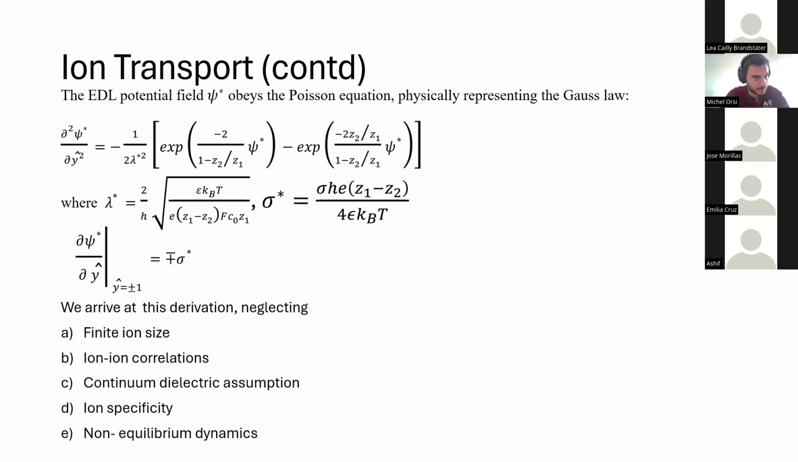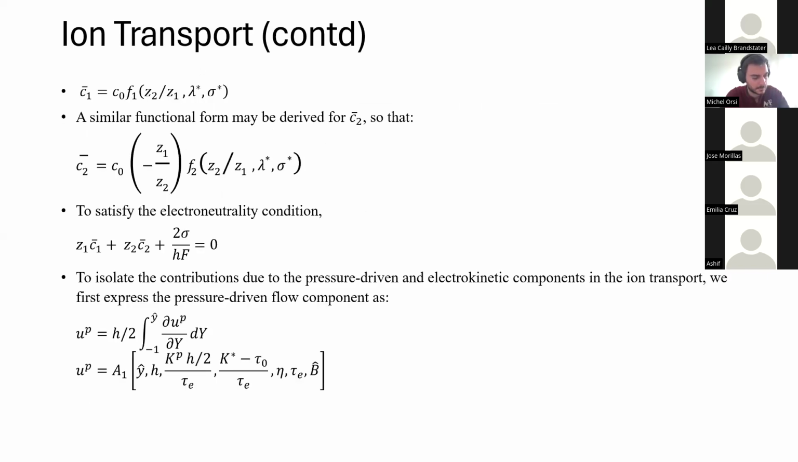So, combining all this, we can write C1 and C2, the average C1 and average C2, as a function of C0 and Z2 by Z1, lambda star and sigma star. These satisfy the electroneutrality condition. Z1 C1 plus Z2 C2 satisfies the electric field due to the surface charge density.